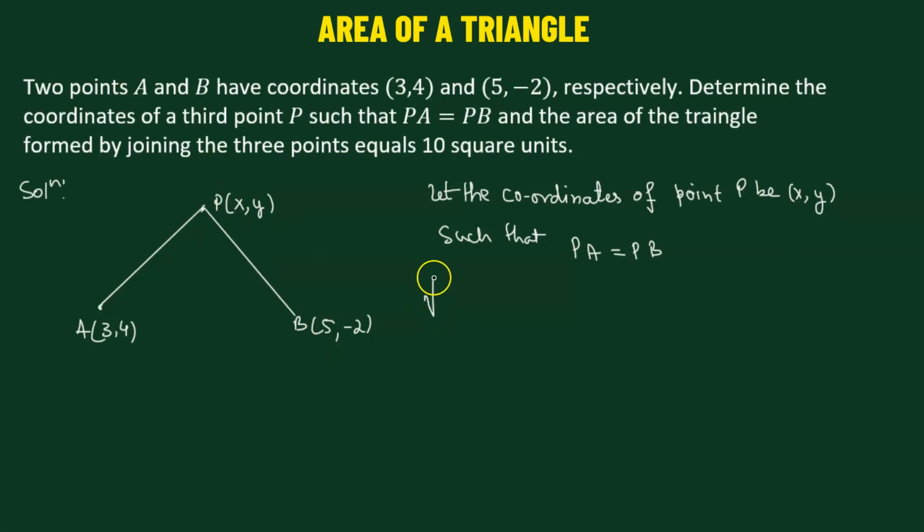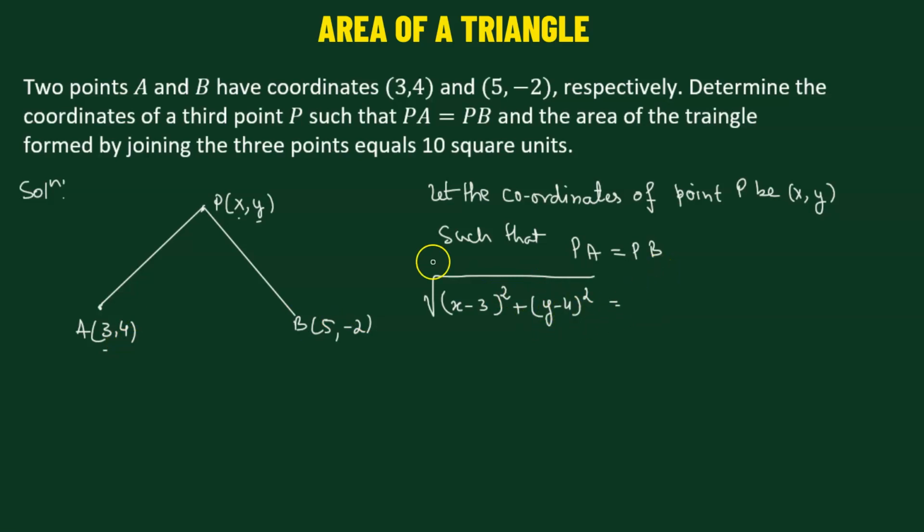So first we'll take the square root. Underneath the square root, what we'll have to do is take the difference of the x coordinate, square it, and then add it to the difference of the y coordinate squared. So what's the difference of the x coordinate? The x coordinate of P is x and the x coordinate of A is 3. So the difference will be x minus 3. And then we come to the difference of the y coordinate. The y coordinate of P is y, and the y coordinate of A is 4. So our difference will be y minus 4.